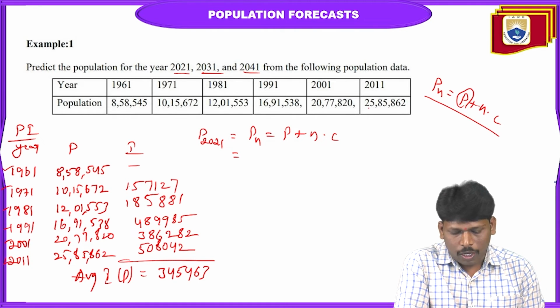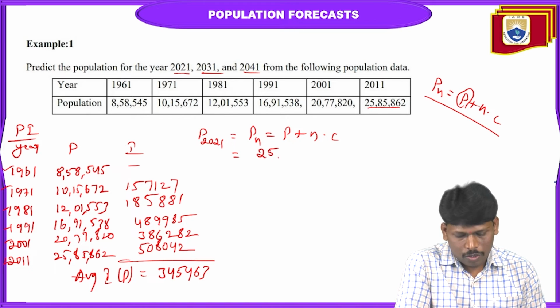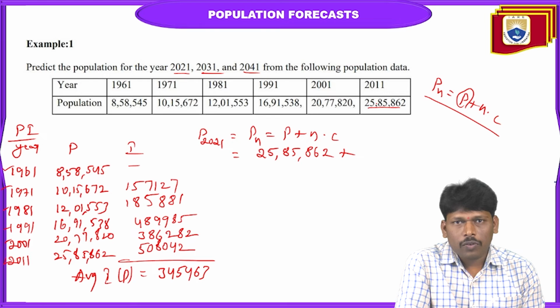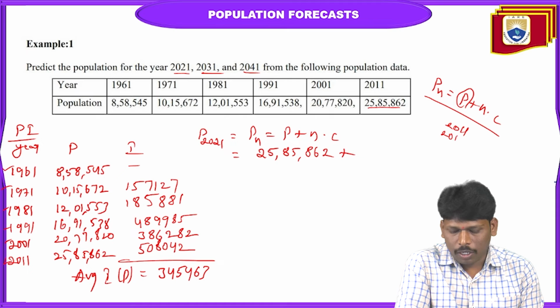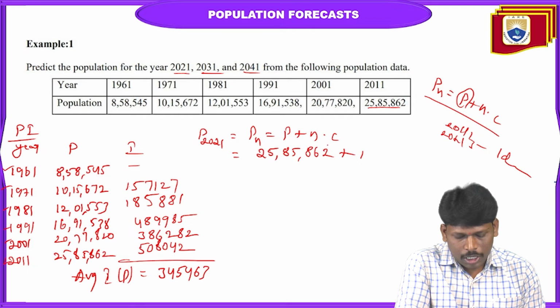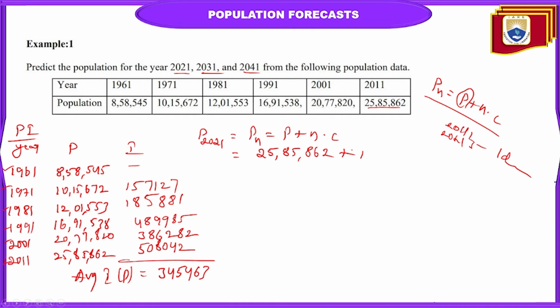P equal to the known value, that is 25,85,862. So n is what we are calculating for 2021. We have the reference value till 2011, so 2011 to 2021 is 10 years, nothing but one decade. So here the constant value is 34 54 63.